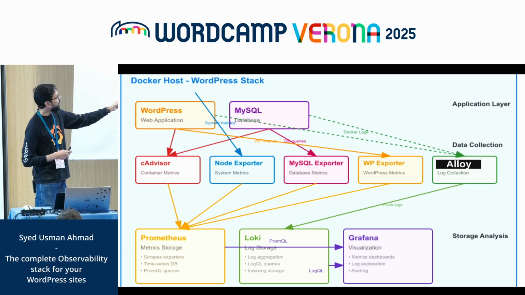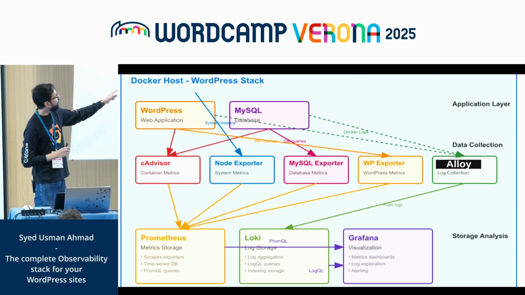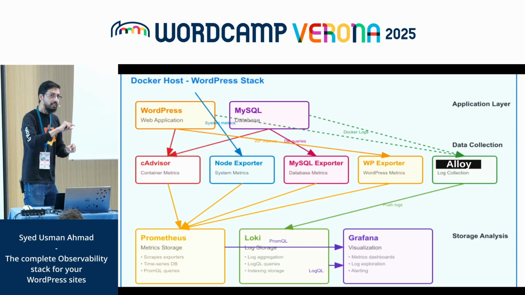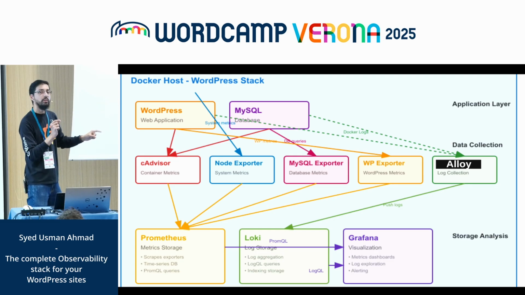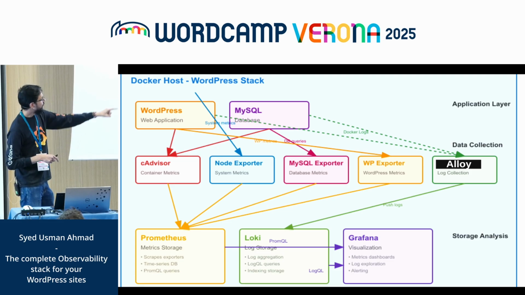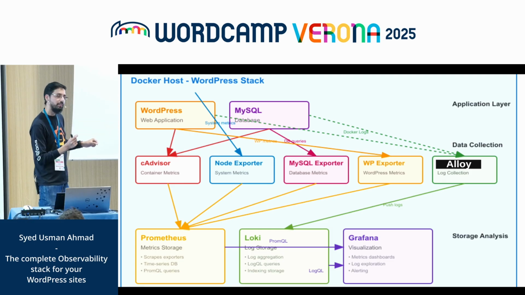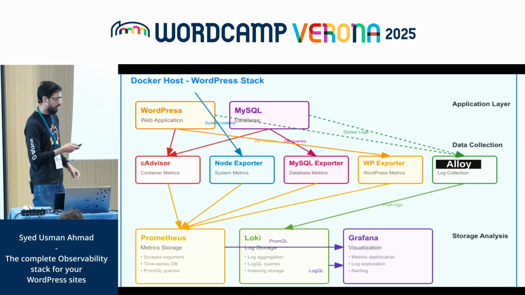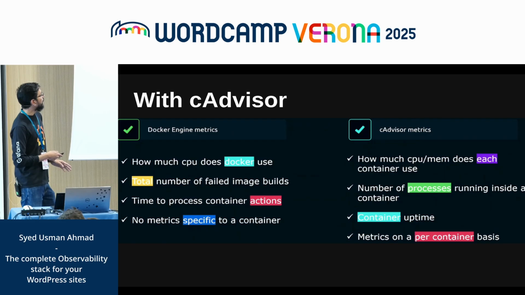I'm running some services like CAdvisor to get the Docker container metrics, Node exporter for the system metrics, MySQL exporter for the MySQL metrics. And there's also WP exporter, which is only for the WordPress exporter to get the WordPress metrics. And then for the logs, I'm using Alloy. And then for sending all these data to Prometheus, which is to collect metrics, Loki is for logs, and then finally visualizing in Grafana.